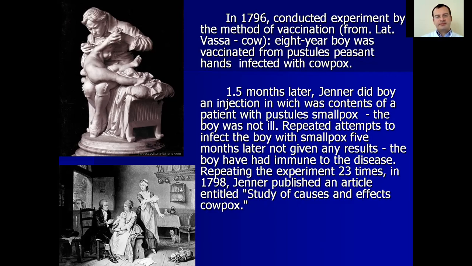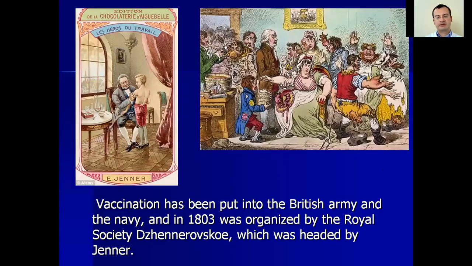One and a half months later, Jenner gave the boy an injection containing the contents of a patient's smallpox pustule. The boy did not become ill. Repeated attempts to infect the boy with smallpox five months later did not give any result. The boy was immune to the disease. After repeating the experiment 23 times, in 1798 Jenner published an article entitled Study of Causes and Effects of Cowpox.